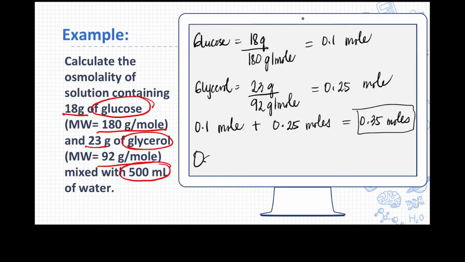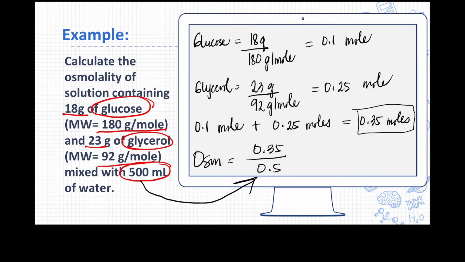So now for the osmolality, it's 0.35 divided by 0.5. So take note, this kilogram of solvent must be expressed in liters because 1 liter is equal to 1 kilogram.